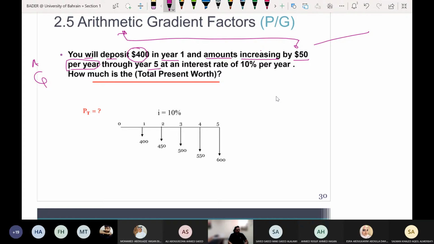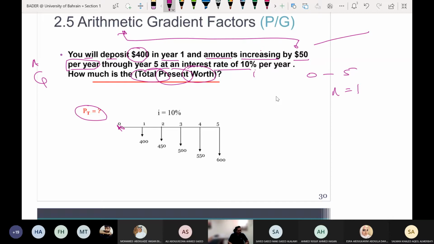Through year 5. Now, once you have 0 to 5, that represented my N. At an interest rate of 10%, I was able to identify my I per year. How much is the total present worth? So now, this is what is requested. I want everything to be at this intersection.